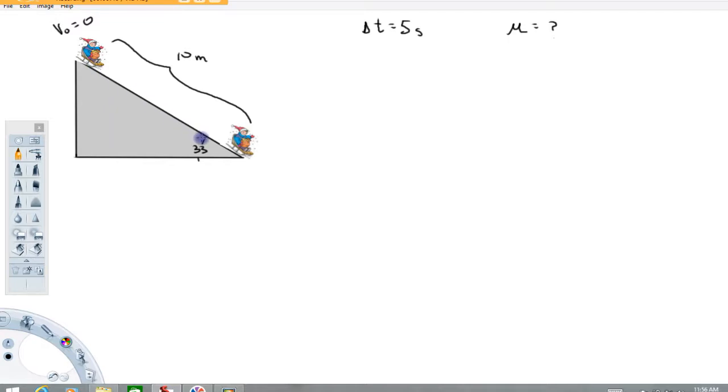As we look at this, we've got this distance, 10 meters, in this time frame. So we may start by analyzing the motion of the sled, or the sled-child combo. Ultimately, what we want out of that is the acceleration, because once we know the acceleration, we can draw a free body, apply Newton's laws, and relate that to the frictional force and then the frictional coefficient. So let's start by analyzing the motion of the sled.